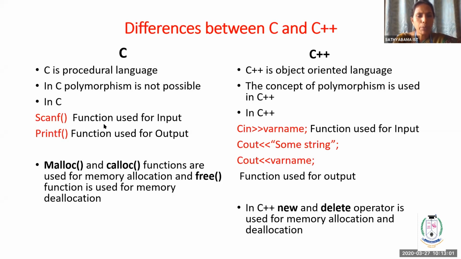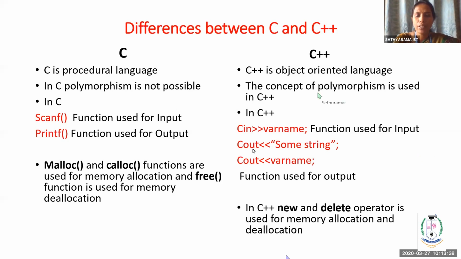But while designing a program in the C programming language, we use the scanf statement for input and the printf function for output. In C++, for the input statement, we use cin. The cin is nothing but c for character and in for input stream. With cin, you take the input variable. So this is a variable name.